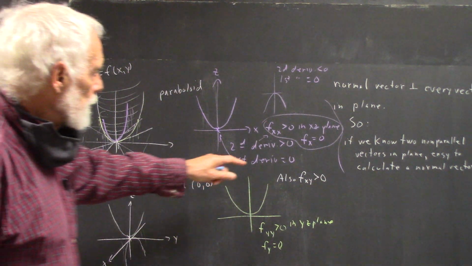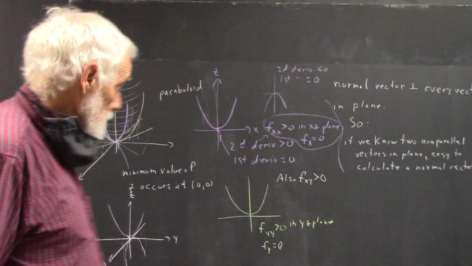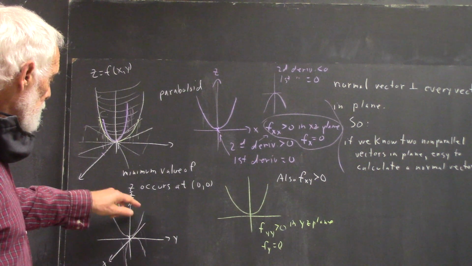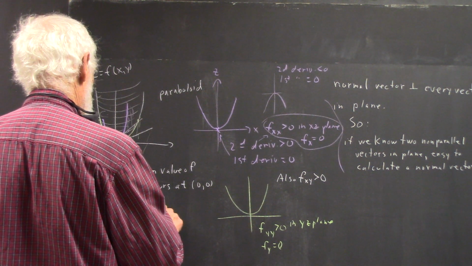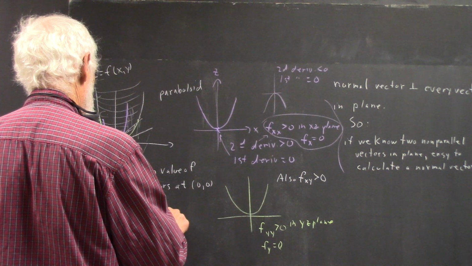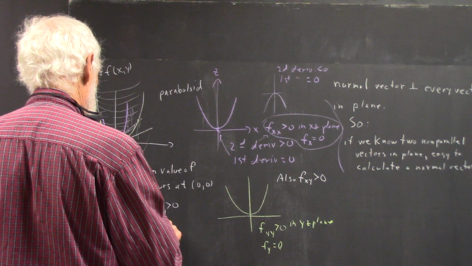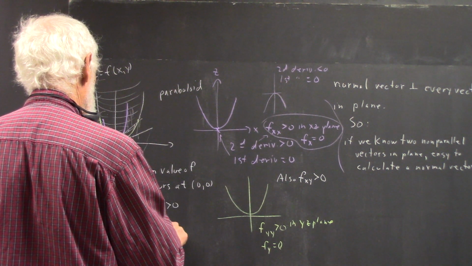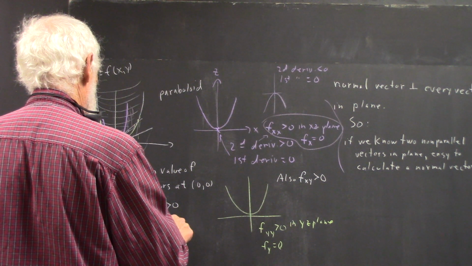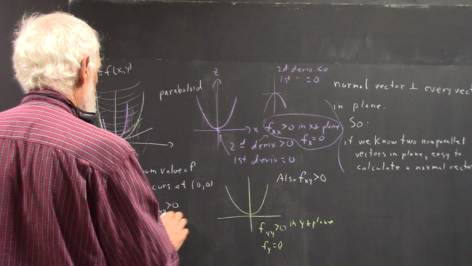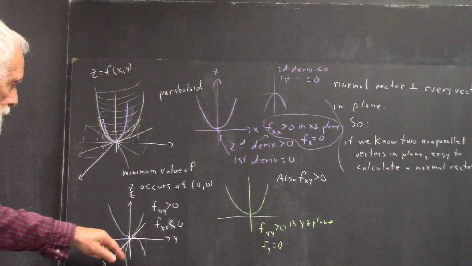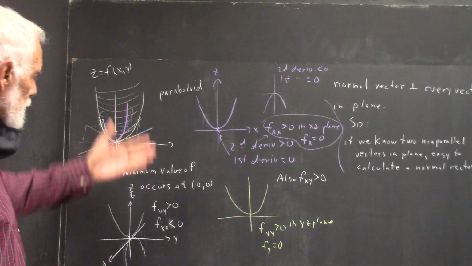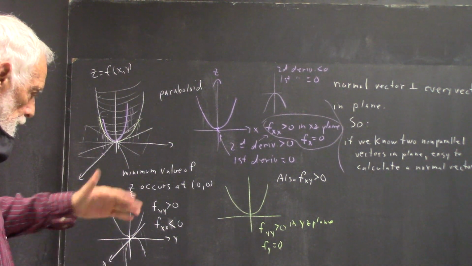Even though the first derivatives are both 0, the second derivative with respect to y is positive, and the second derivative with respect to x is negative. Concave up in this plane, it's concave down.